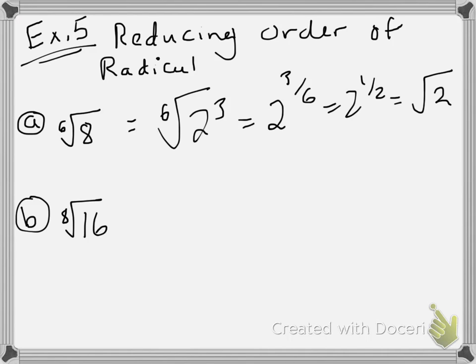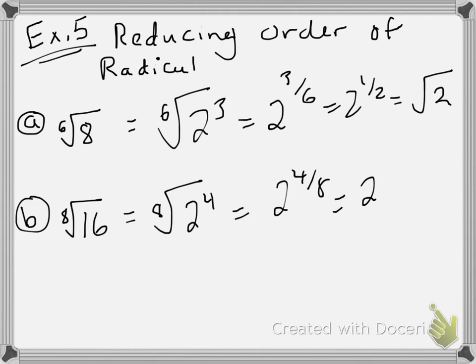We have the eighth root of 16. So let's rewrite this as the eighth root of 2 to the 4th power, because 2 to the 4th will give you 16, which equals 2 to the 4 over 8, or 2 to the 1/2, which is the square root of 2.